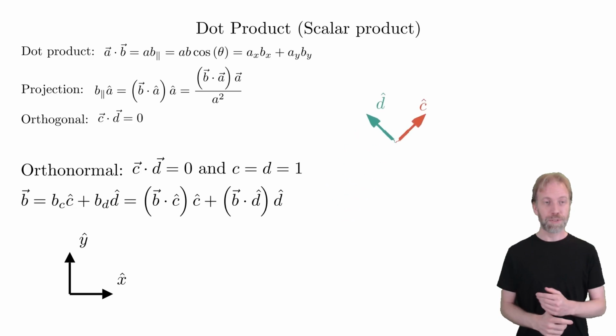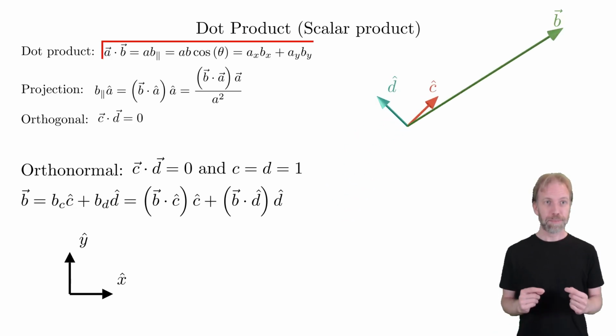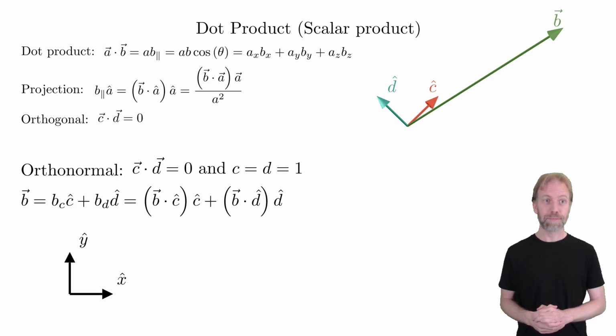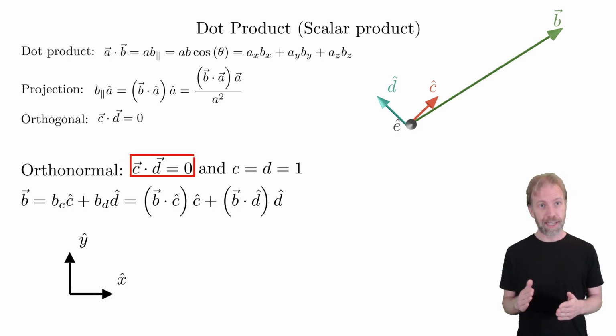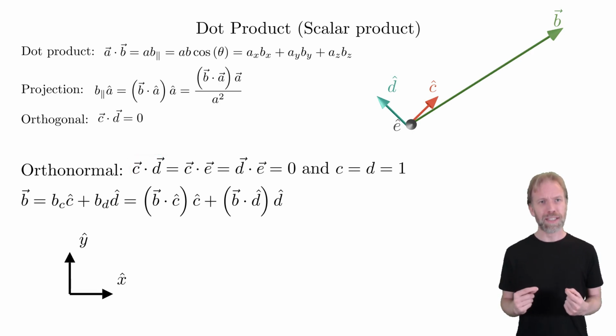Finally, let us move to 3D. The expression for the dot product will simply add AZ times BZ, similar to the other terms. To illustrate projection, we first need the third unit vector E hat, which is orthonormal to both C hat and D hat. In an orthonormal basis, all unit vectors should be orthonormal to all other unit vectors.